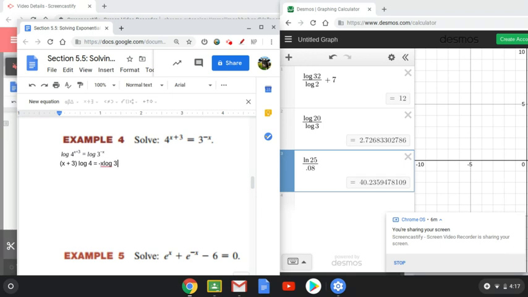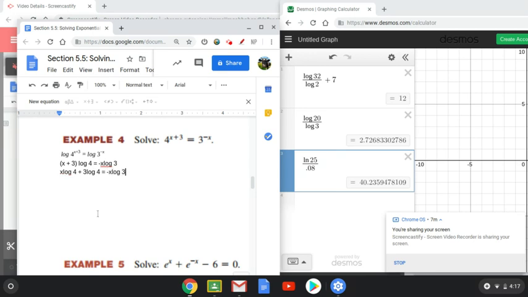So at this point, I've got to try to get x by itself, and this is probably the trickiest problem on here, so make sure if you have questions about this one that you ask me. The first thing I'm going to do when I end up with an x on both sides of my equation is I'm going to go ahead and take this x plus 3 times log 4 and distribute it so that it looks like this. I have x log 4 plus 3 log 4 equals negative x log 3.